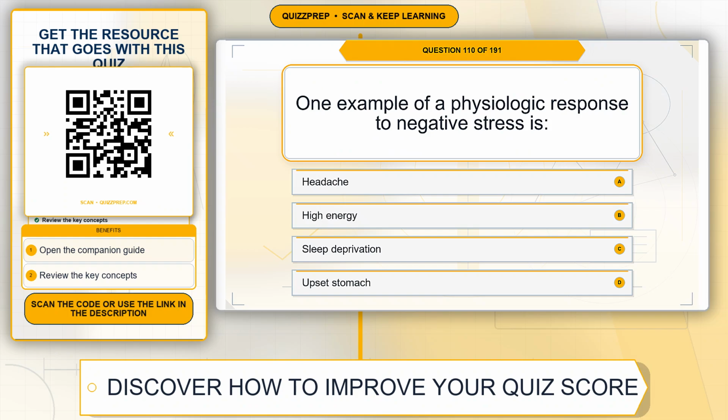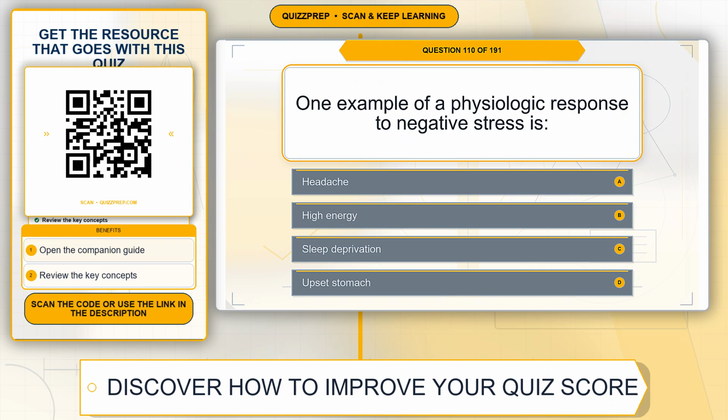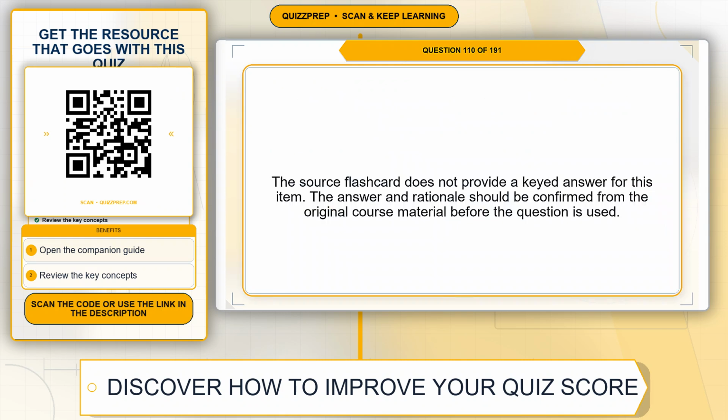Question 110. One example of a physiologic response to negative stress is: Option A, headache. Option B, high energy. Option C, sleep deprivation. Option D, upset stomach. The correct answer is not shown. Explanation. The source flashcard does not provide a keyed answer for this item. The answer and rationale should be confirmed from the original course material before the question is used.